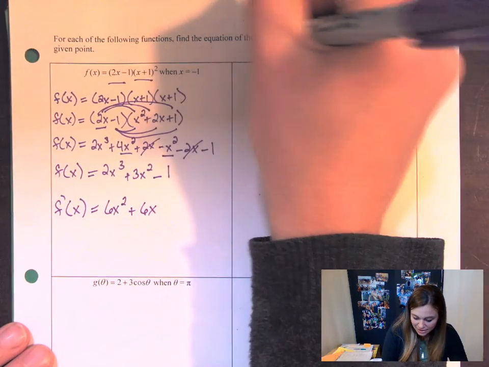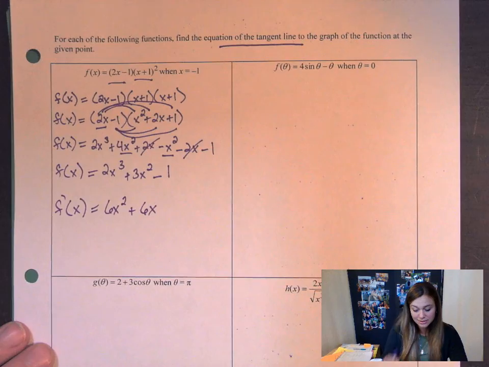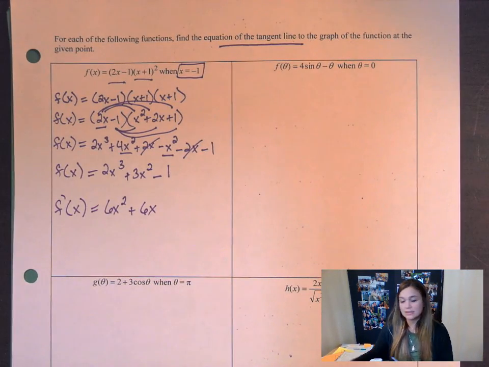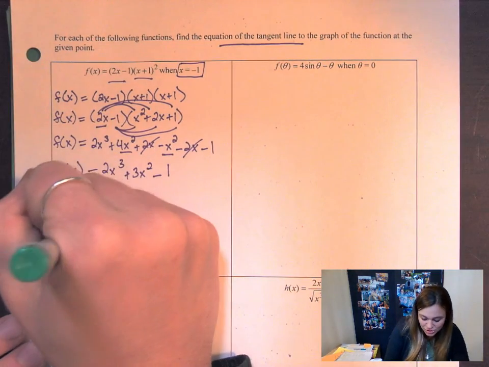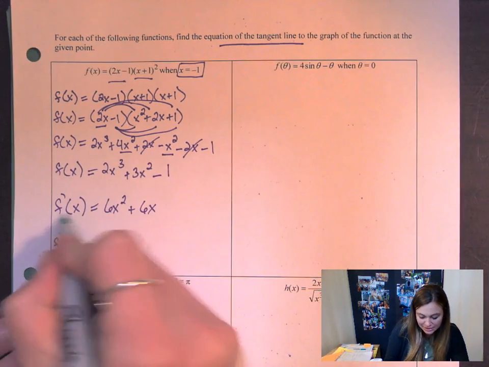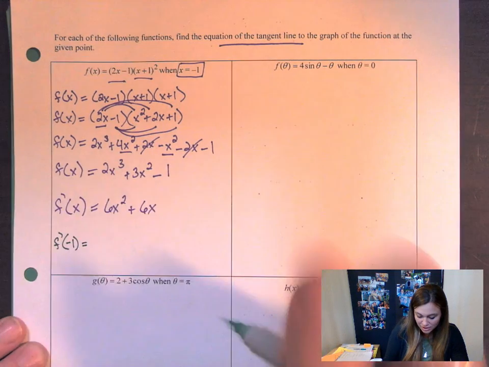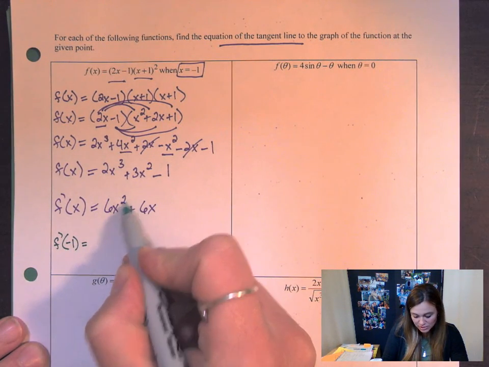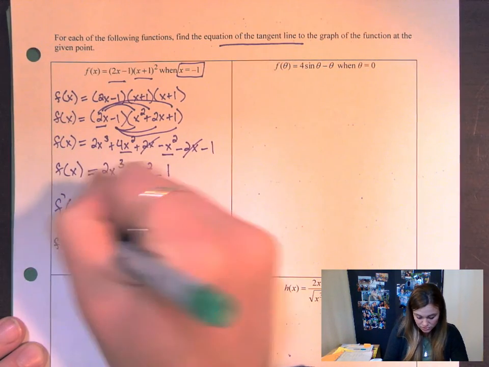This one says then to find the equation of the tangent line to the graph at the given point. So it says when x equals negative 1. If you want the equation of a tangent line, you need two things. What are they? A slope and a point? Yeah. So the slope of a tangent line is always the f prime of x, but at this particular value. So f prime of negative 1. If you substitute negative 1 in here, I would get negative 1 squared, which is 1, times 6. 6 minus 6 would be 0.